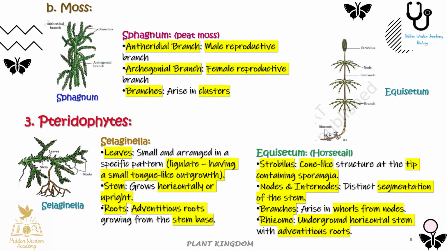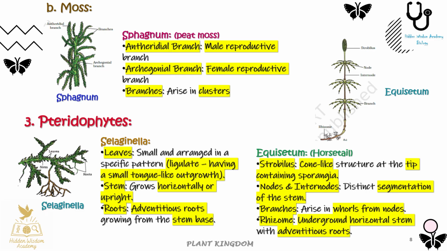Let's look at sphagnum, also known as peat moss, a common moss in the Bryophyta group. Antheridial branch, this is the male reproductive branch. It contains antheridia, which produce male gametes. Archegonial branch, this is the female reproductive branch. It contains archegonia, which produce female gametes. Branches, in sphagnum, branches grow in clusters, giving it a bushy appearance.